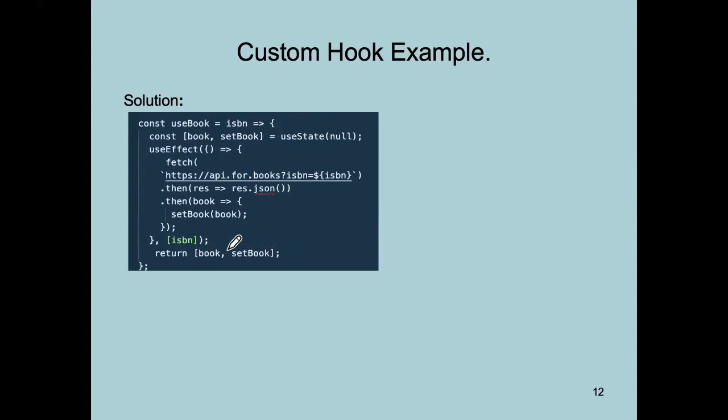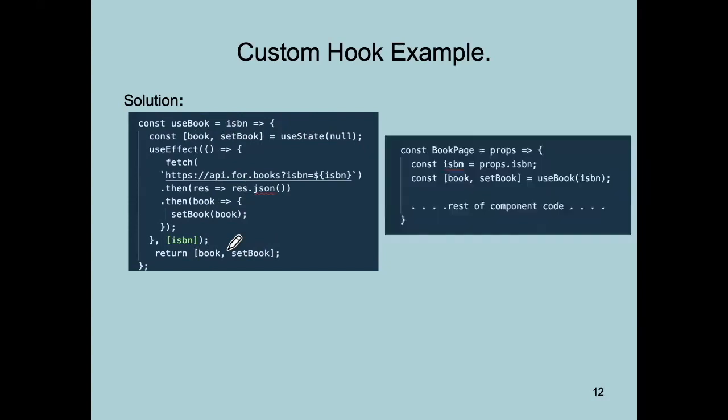And so now, if I refactor my code, my original book page is simply invoking my custom hook in the usual way that you would expect. And again, my hook is being invoked at the top level within my component code, so I'm adhering to the rules of hooks. This example was very straightforward. Sometimes they're not as straightforward, but it is in this case.